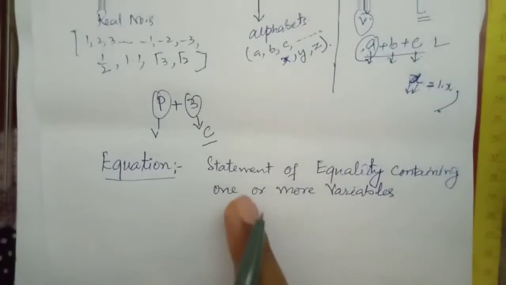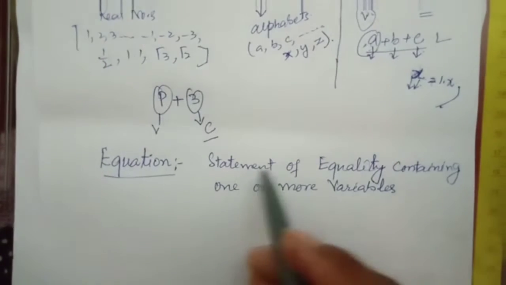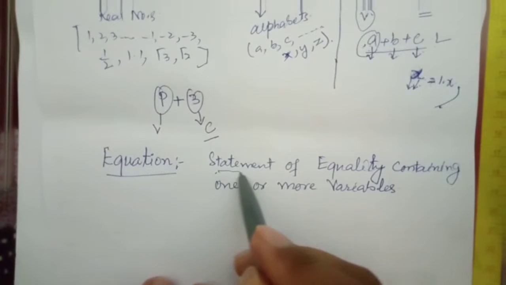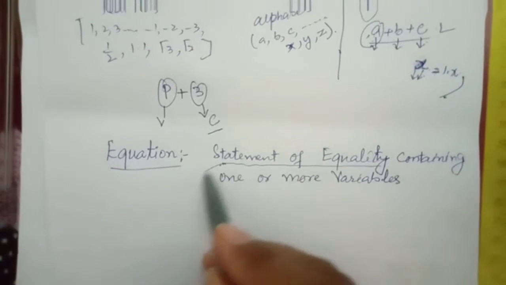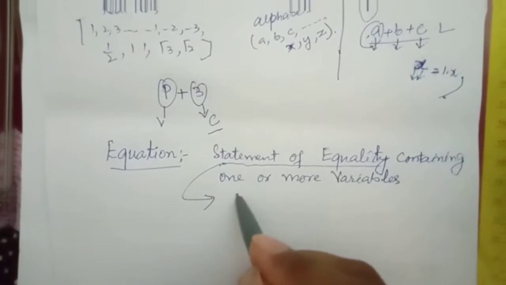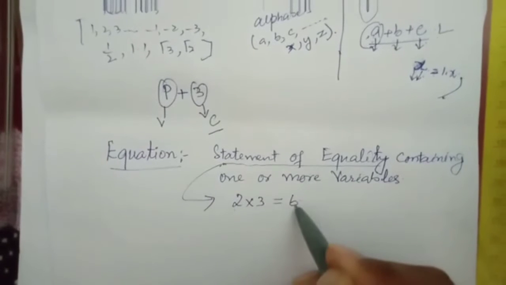A very common definition is this: statement of equality containing one or more variables. Try to understand the definition of the equation. Statement of equality. First we will try to understand what is this statement of equality. If I write here 2 into 3 is equal to 6, everybody knows 2 3s are 6.